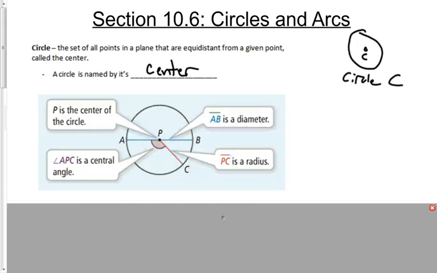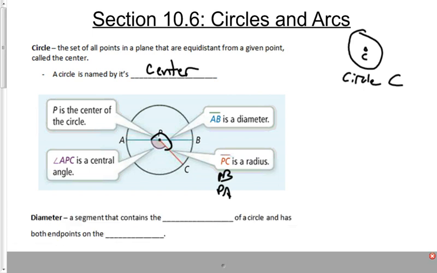Looking at this diagram helps break down a couple of things for us. P is the center. If you look at this angle, this would be a central angle. Any angle coming from the center would be a central angle. So this is also a central angle. This is also a central angle. They're all central angles. AB is the diameter, and PC, PB, PA, those are all radii. All radii are half of the diameter.